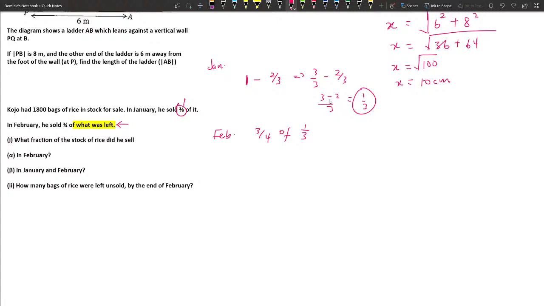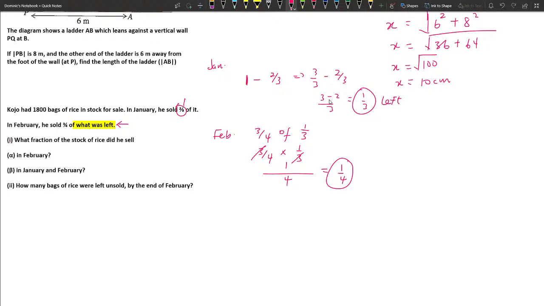So let's quickly find 3/4 of 1/3. Of means multiplication, not the of in board math, please. The of in board math means order. This is normal multiplication, numerator times numerator, denominator times denominator. If you can break down, you break down. So I will decide to break down. When I break down, I should have 1/4. So my answer is 1/4. This was what was sold in February. This was what was left after they sold 2/3 in January.